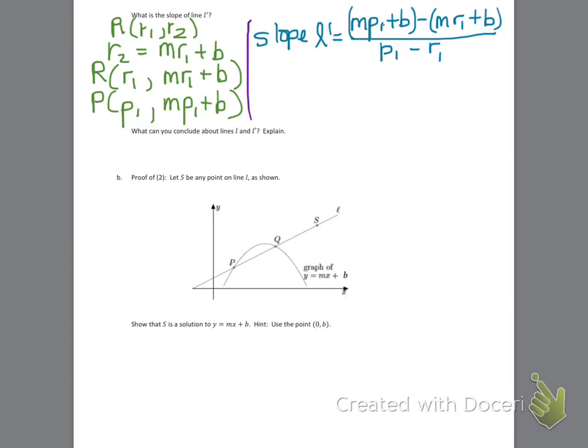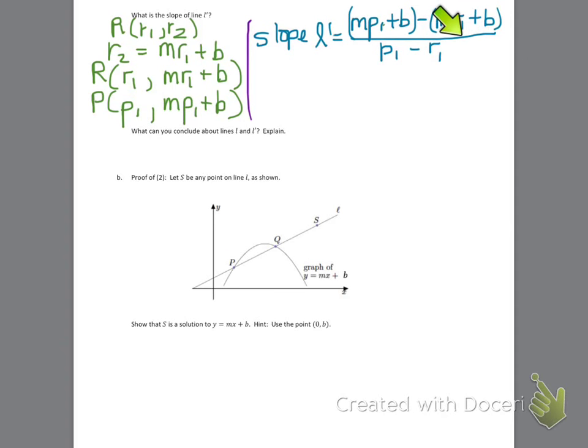Okay, well, hopefully you paused quickly. So slope of L prime is going to be the difference in the y coordinates. So that would be these right over here. The y coordinates are m times P1 plus b and m times R1 plus b. This should look very familiar. It's the exact same thing we've done in lesson 17 and we just did. And then the difference in the x coordinates is right here, P1 minus R1.